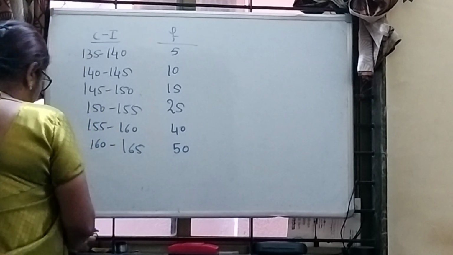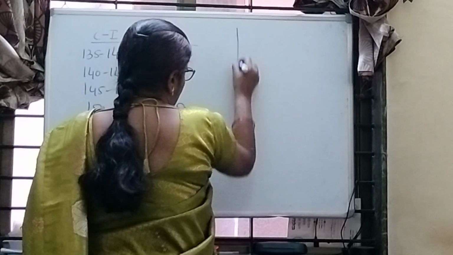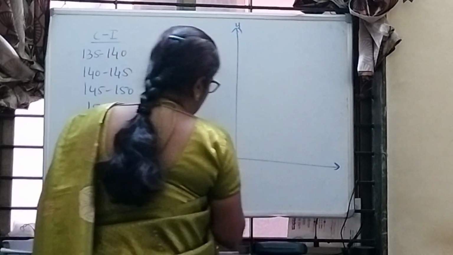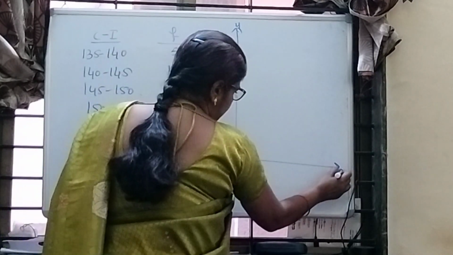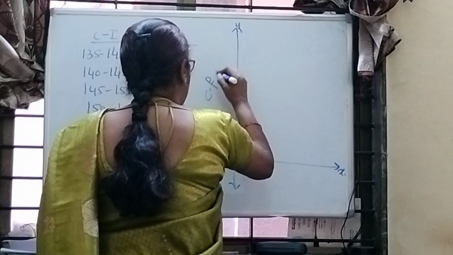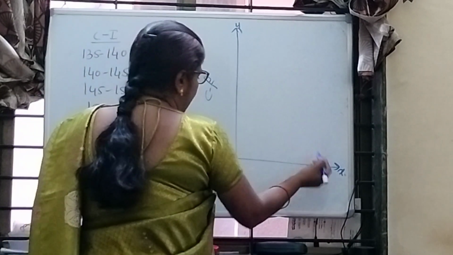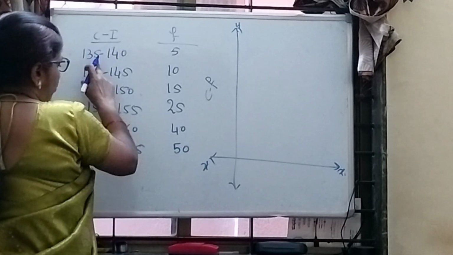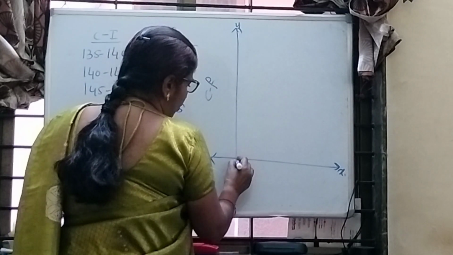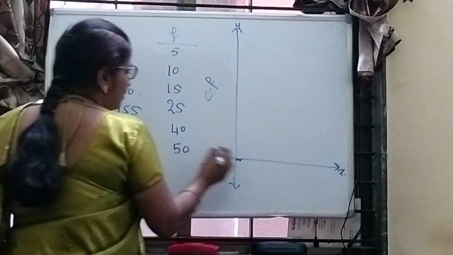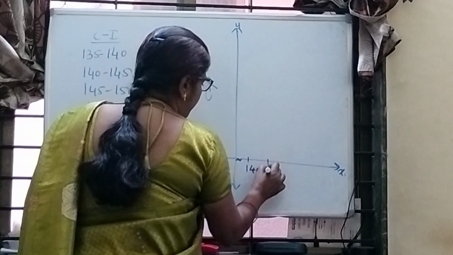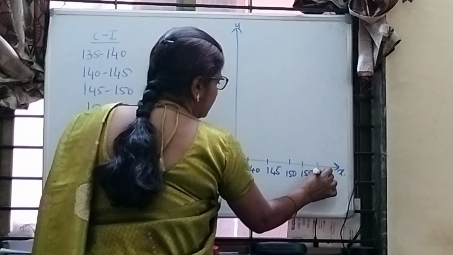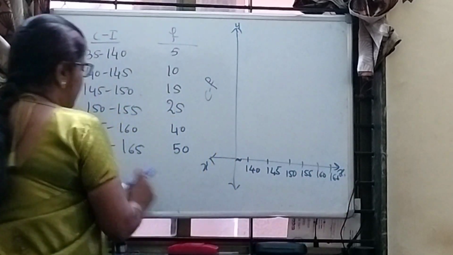So children, how to draw? You know that we are going to draw the graph only. This is the y-axis. So this is our x-axis. We are going to draw like this, x dash x. Here we take cumulative frequencies on the y-axis, and on the x-axis the upper limits of the class intervals. Usually when we start with 135, we draw the zigzag here. So begin with 140, 145, 150, 155, 160, 165 is the last.